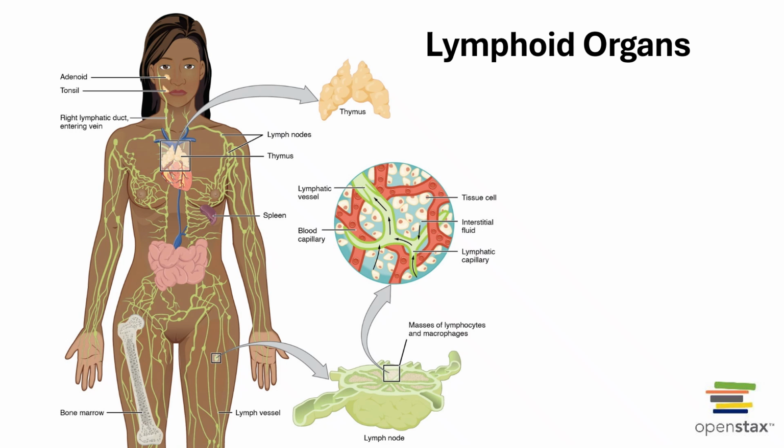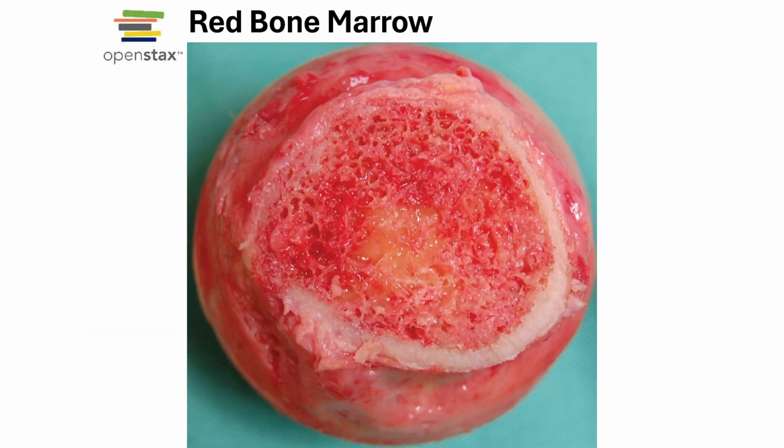These organs contain clusters of leukocytes and are important for immune function. Red bone marrow is lymphoid tissue found in the trabecular cavities of spongy bone and the medullary cavities of long bones. In addition to its essential role in hematopoiesis, this tissue is where B cells mature.